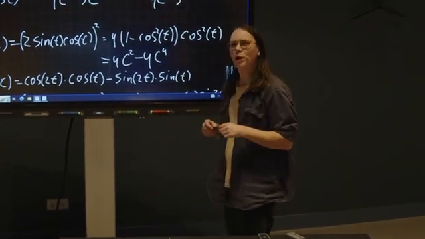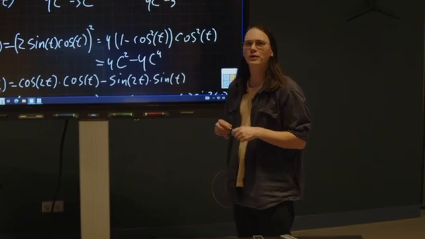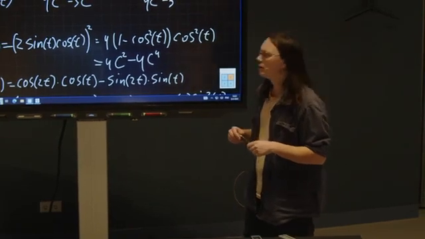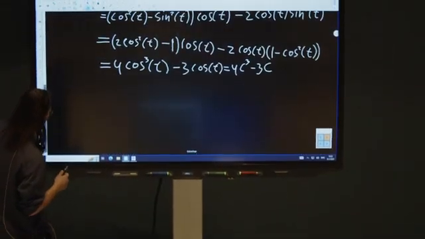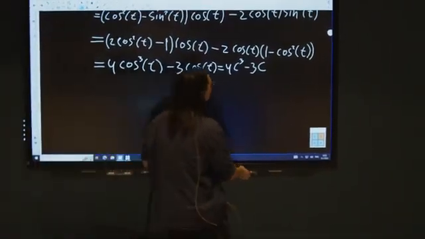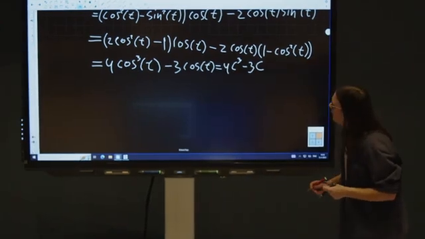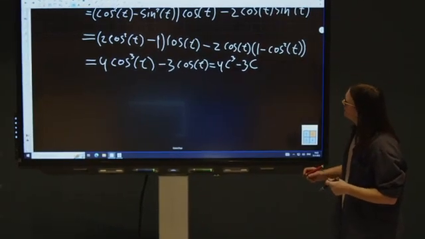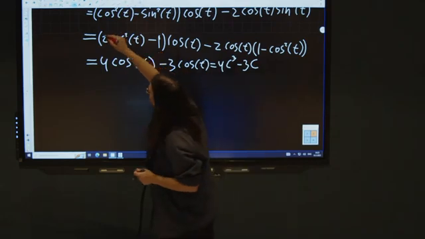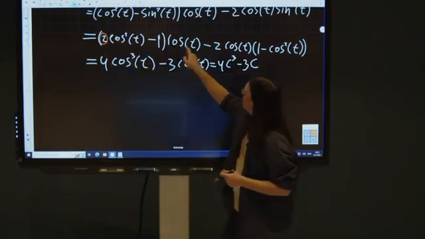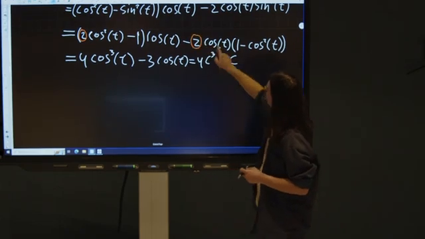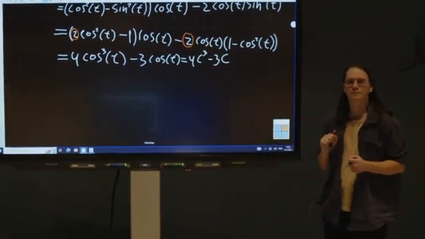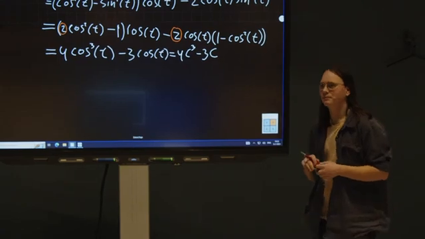The question is, why 4 cosine to the power 3? All right, so we see 2 here. So that's 2 times cosine squared times cosine. And then here, it's another 2 times cosine squared. Does that answer your question? Perfect.